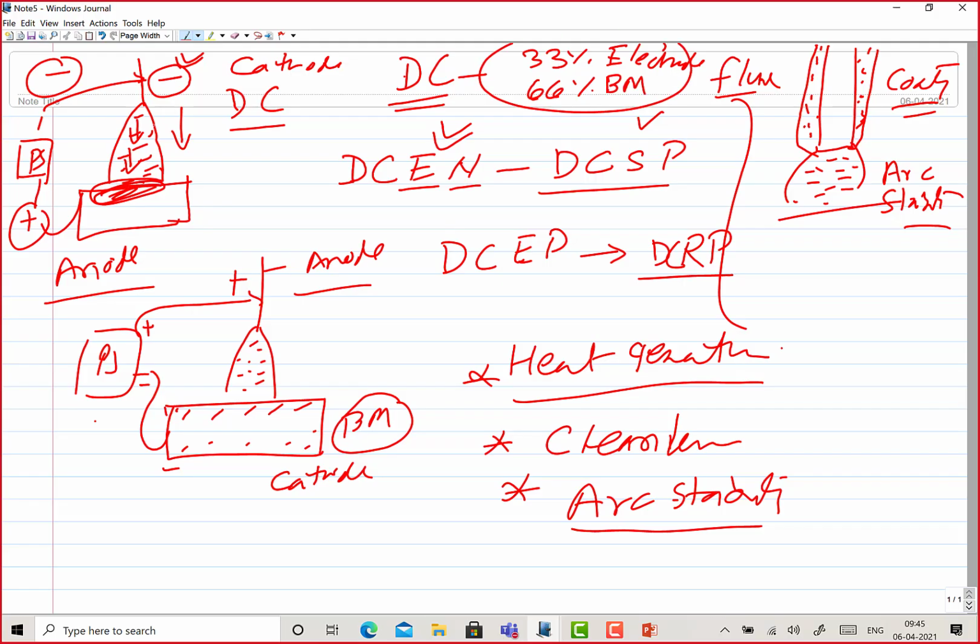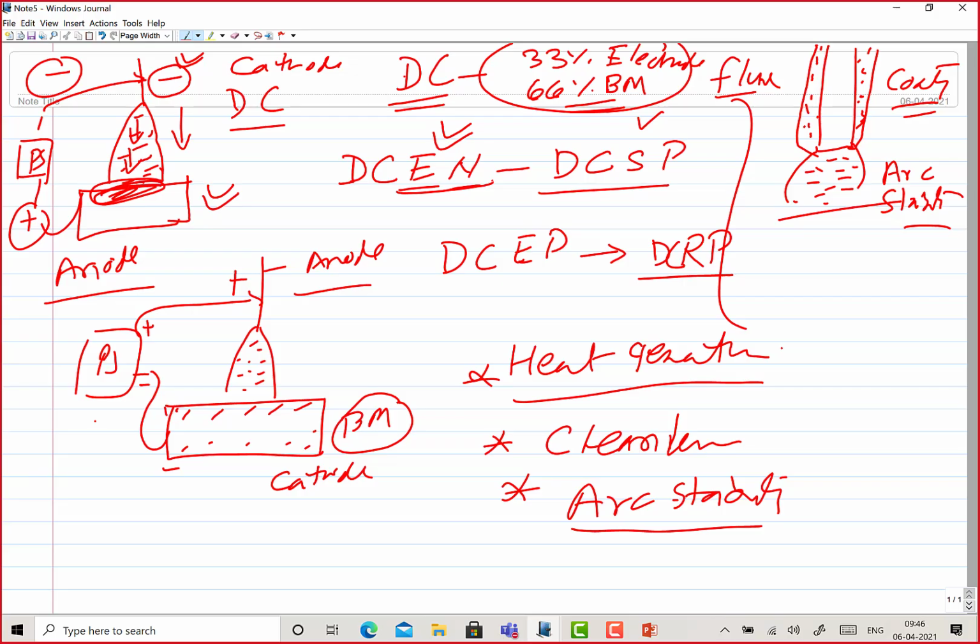Why? Because electrons being emitted by the cathode will be impacting the base metal in very large quantity at high speed, generating a lot of heat on the base metal side, while the impact of ions on the electrode side is very limited. So heat generation there is very low. If you want more heat on the base metal side, then electrode negative polarity is used, and if you want less heat on the base metal side, then reverse polarity is used.